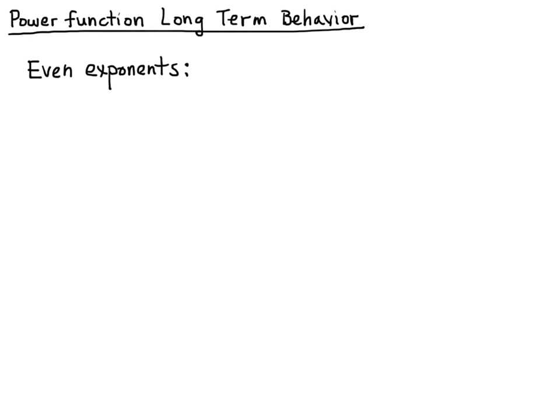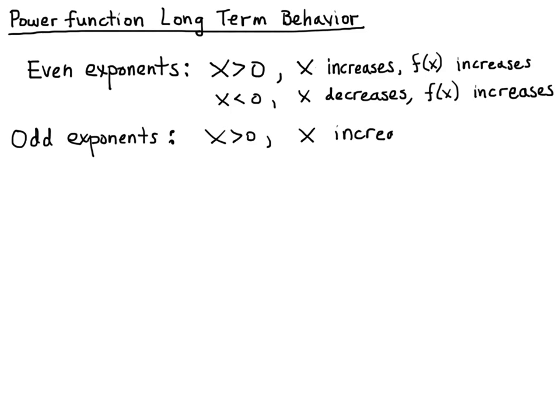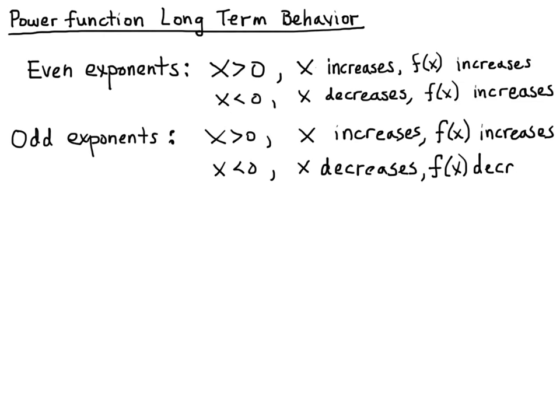So this is what I was just saying: with the even exponents, as x increases, f at x increases, and when x decreases, f at x increases. Now with the odd exponents, as x increases, f at x increases, and as x decreases, f at x decreases as well.